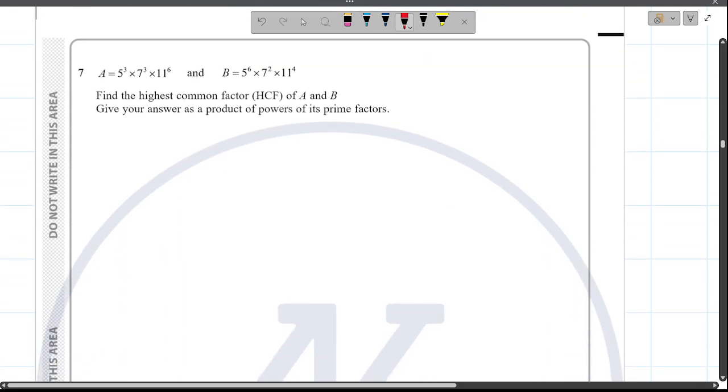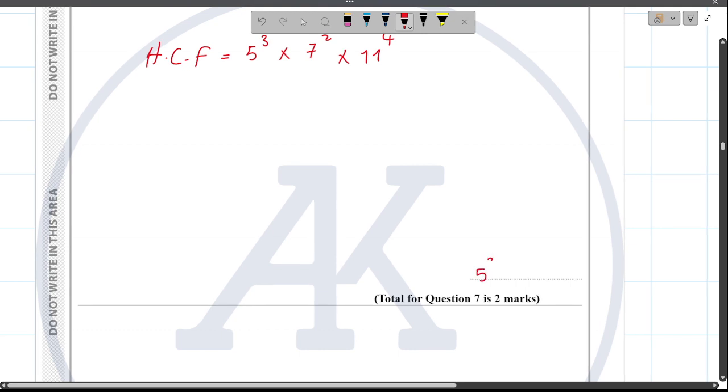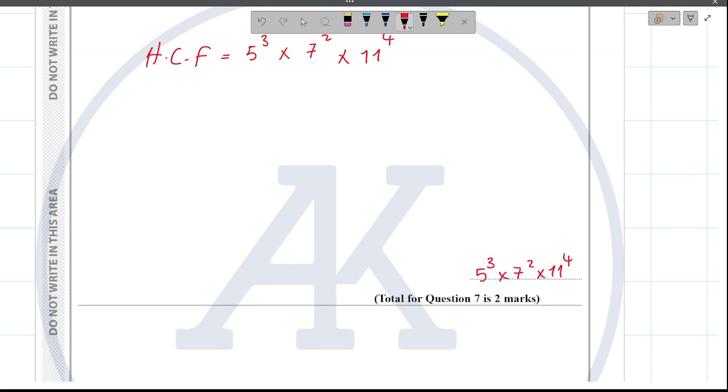Find the highest common factor of the 2 numbers and give your answer as a product of prime factors. So for the highest common factor, we are taking the lowest powers of the common factors. So we have 5 power 3, 7 power 2, 11 power 4.